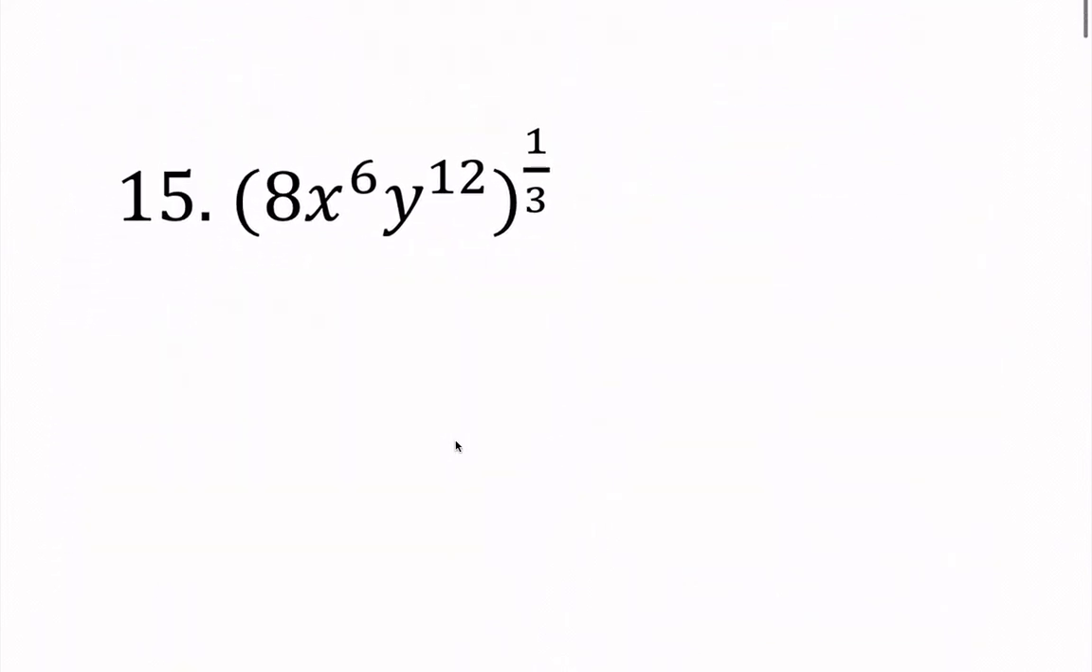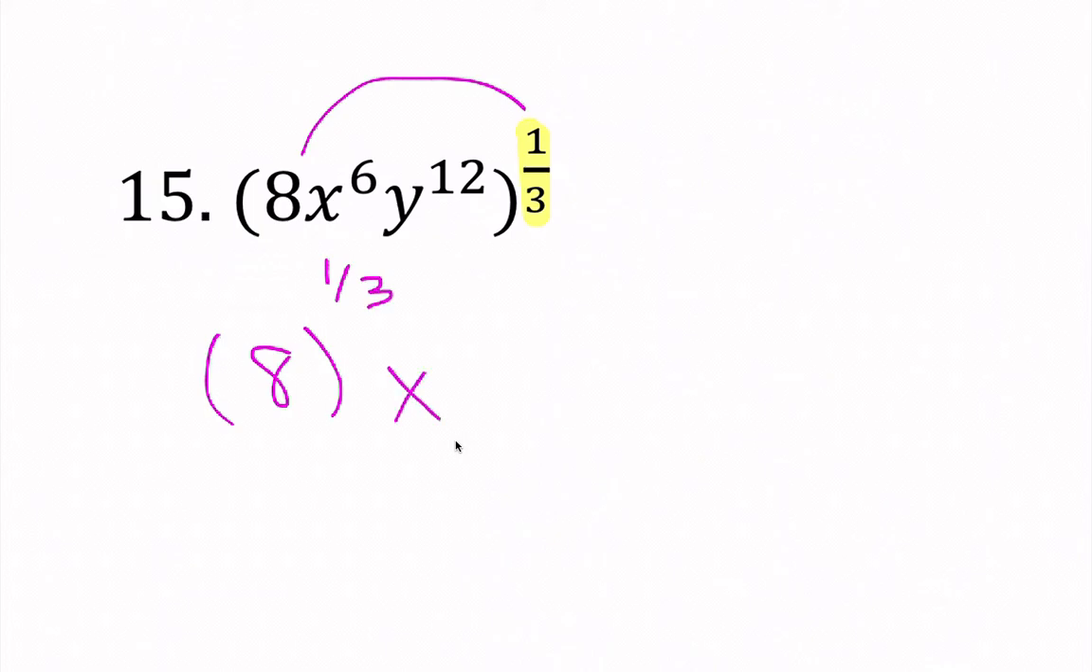Okay, on 15, I see an exponent on the outside of the parentheses, which means it belongs to everything on the inside, starting with that 8. Okay, remember that is not 8 times 1/3. It is 8 to the 1/3 power. So now that I gave it to 8, I need to give it to x, which already has an exponent, so I multiply. 1/3 times 6 is 2.